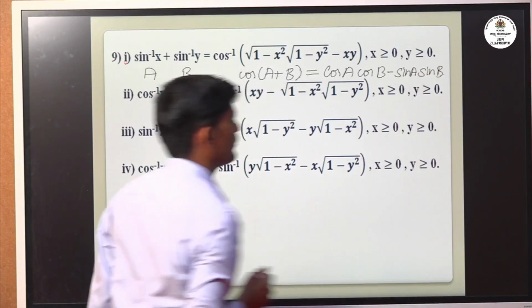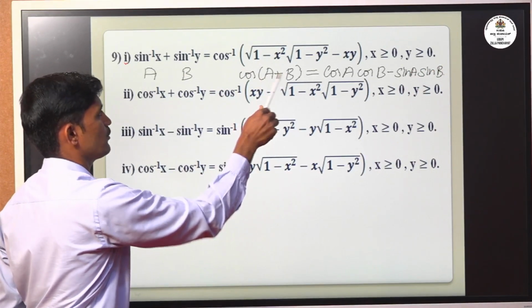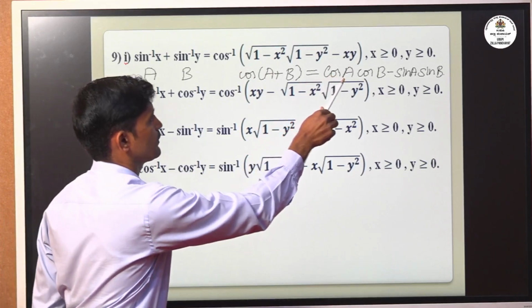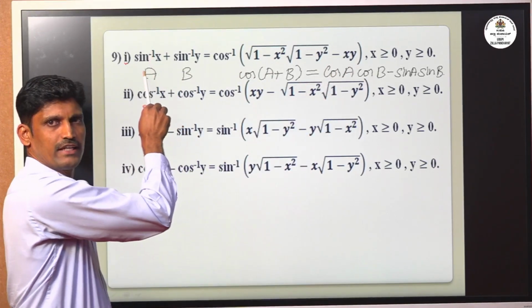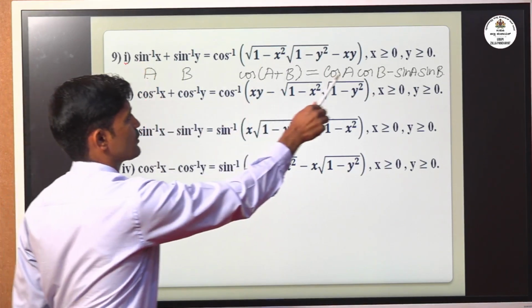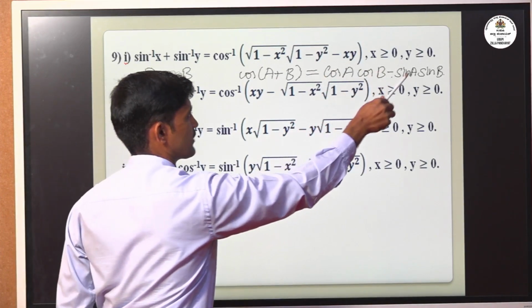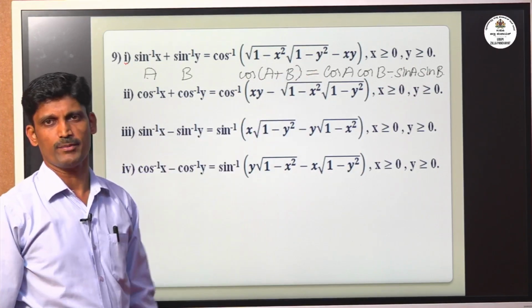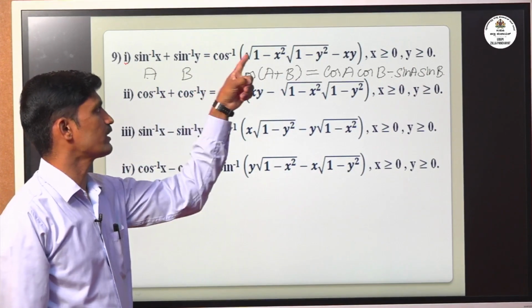So if you remember this formula, then we can write a plus b, that is sin inverse x plus sin inverse y, as cos inverse of cos a cos b minus sin a sin b. Here sin inverse x is a, therefore sin a is equal to x, and cos a equals root of 1 minus x square. So cos a cos b means root 1 minus x square into root 1 minus y square, minus x into y. If you remember the cos of a plus b formula, we can remember this sin inverse x plus sin inverse y formula in terms of cos inverse.